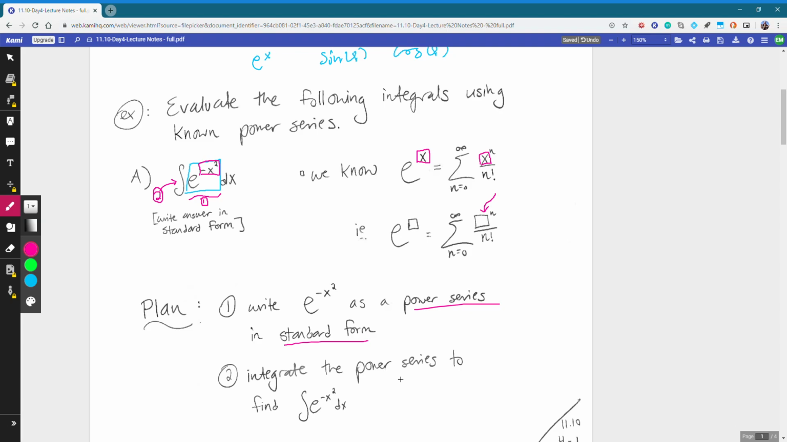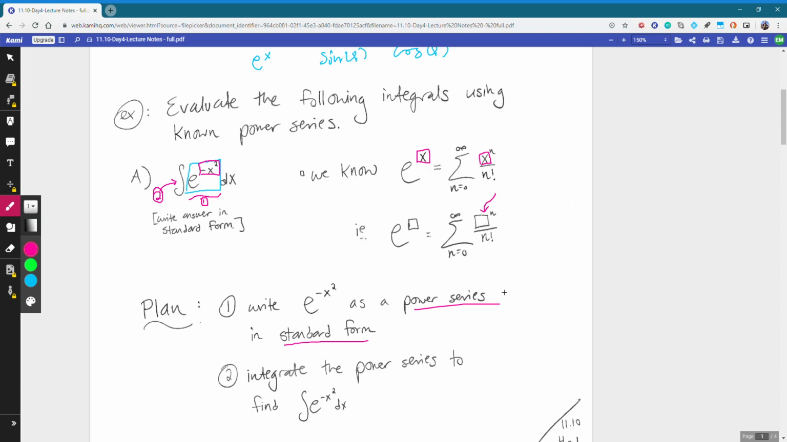Why don't you pause the video, take a few minutes, and see if you can work through this. Use this general way of thinking about our formula. Try and write our function here as a power series and then get it into standard form. Once you have that, go ahead and integrate. All right, well, let's talk through this one, see how it goes.